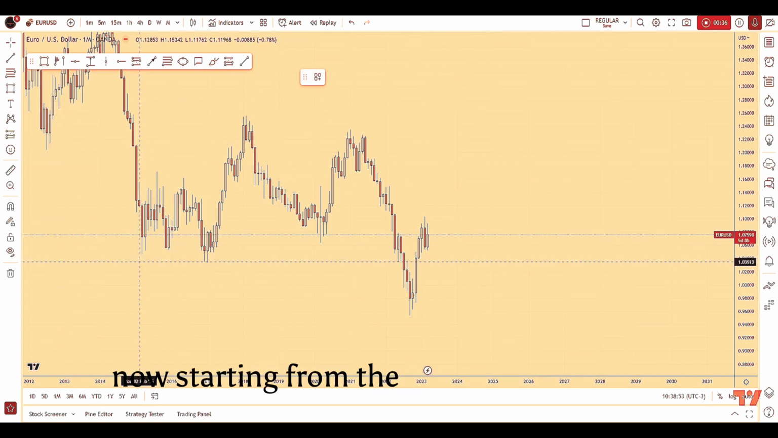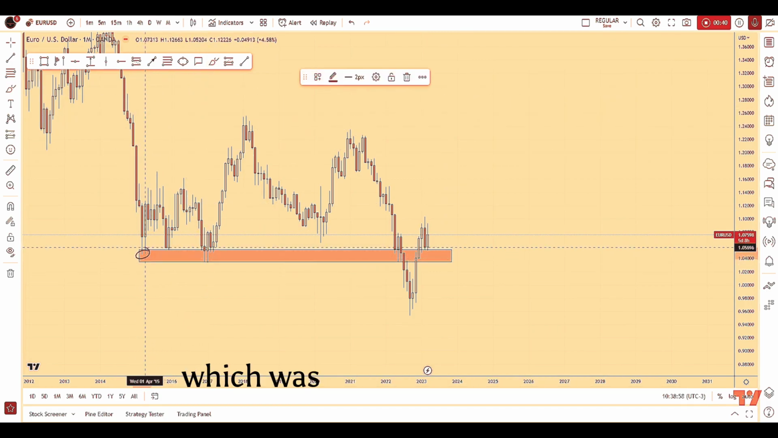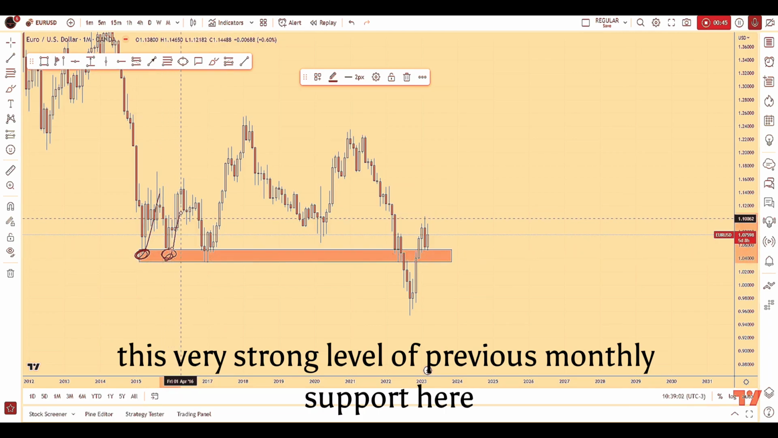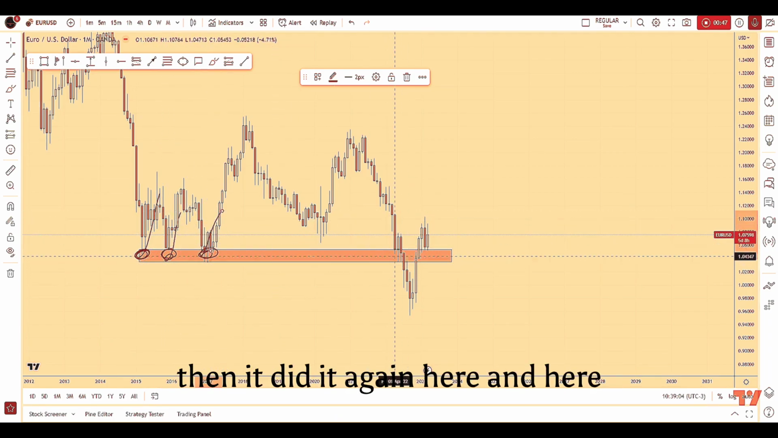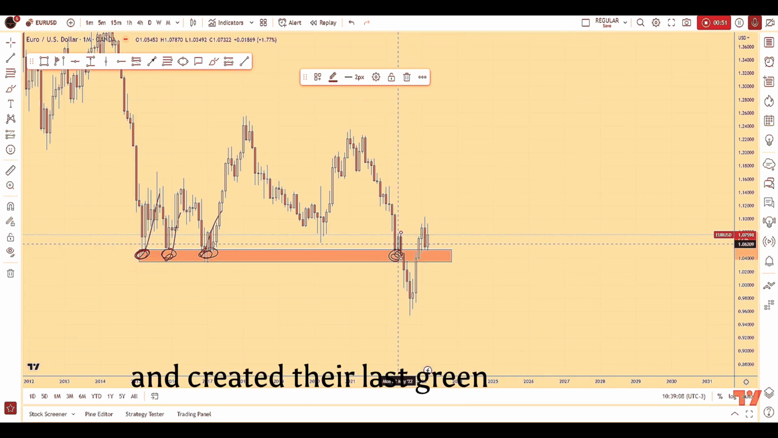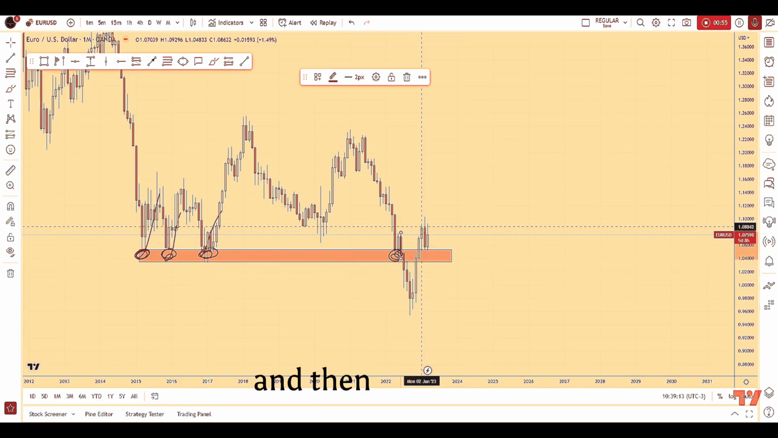Now, starting from the monthly time frame, what we can see is that we have a market which was testing and rejecting this very strong level of previous monthly support here, then it did it again here and here, and a few months ago the market tested its zone and created their last green candle here before breaking the level to the downside and then back above.